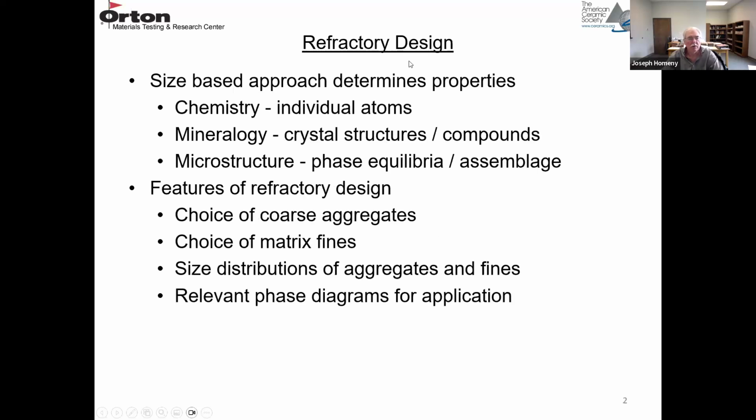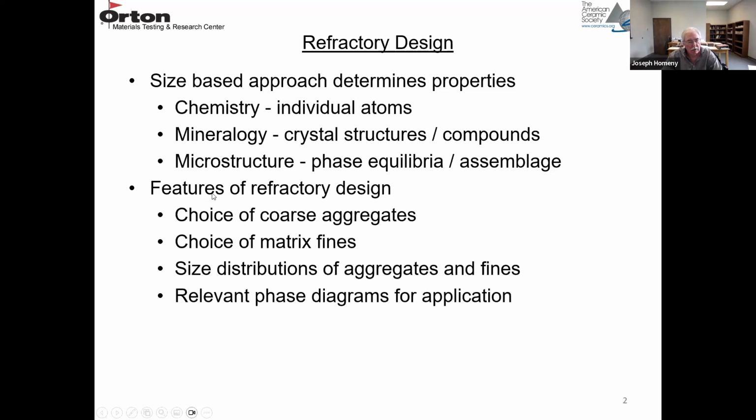And under refractory design, there's a size-based approach that really determines the properties. So you start out with the chemistry, which is the individual atoms. Then you go to the mineralogy, which are the phases present, the different crystal structures, the compounds that form. And then how you put those phases together is the microstructure. And that's where your phase equilibria comes into place and how these phases are assembled. That's all going to determine the final properties.